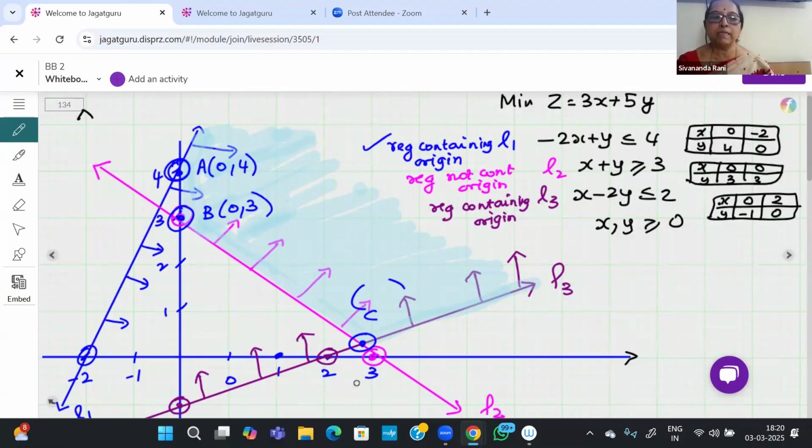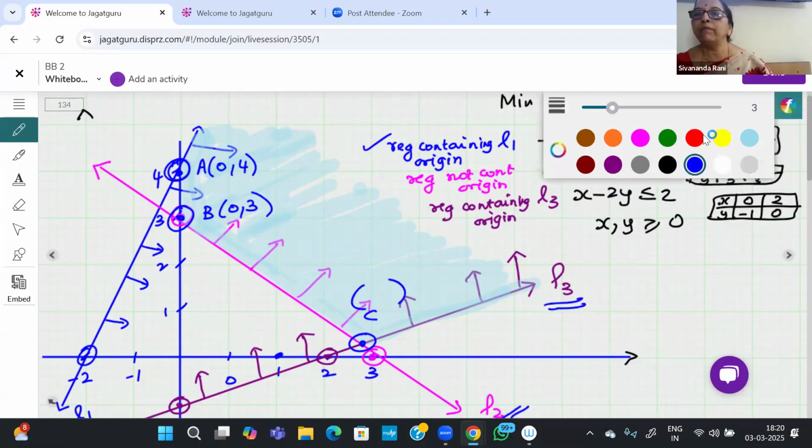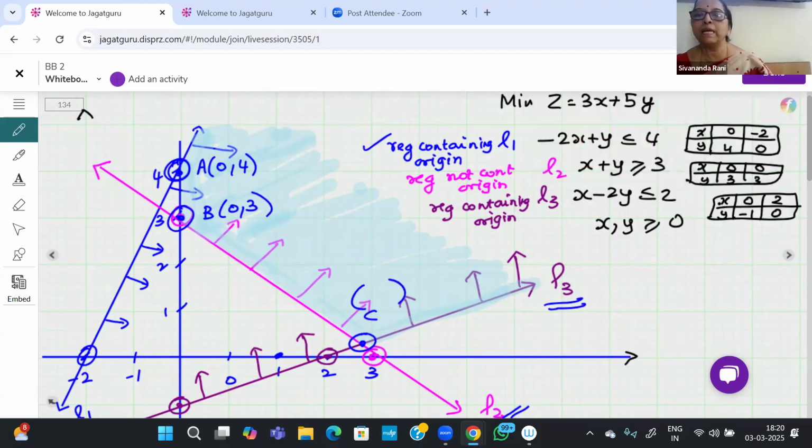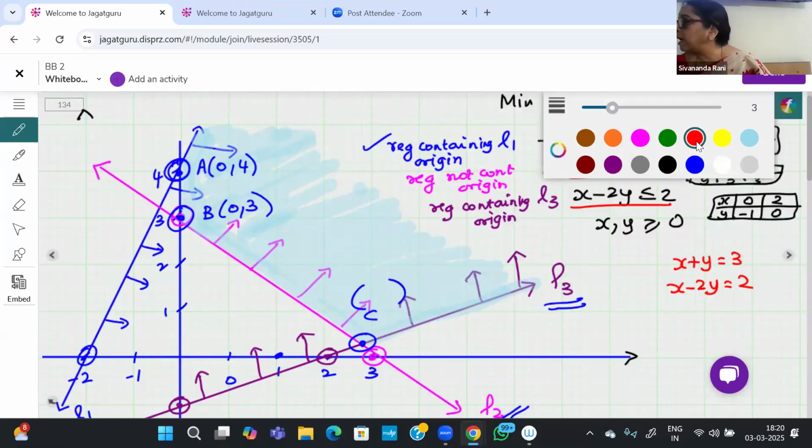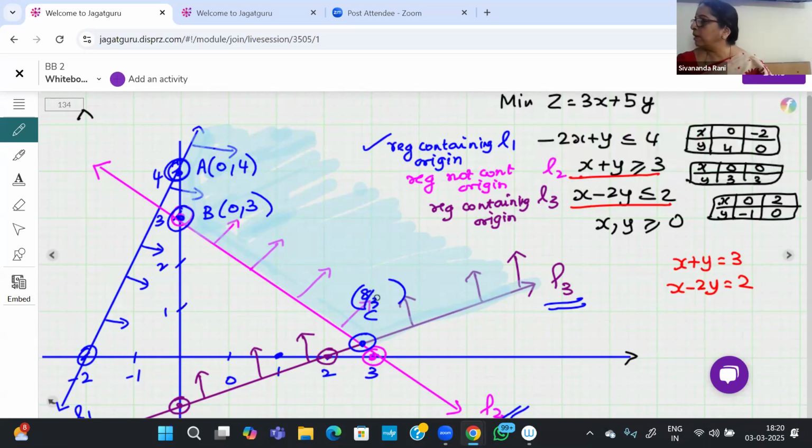Did anyone find this? This seems to arise as the intersection of L2 and L3. So we may have to solve these two simultaneously, L2 and L3, to get the correct value. Can anyone solve this and tell me? What is it? Got it. (8/3, 1/3). By solving these two, because it's the intersection of L2 and L3.